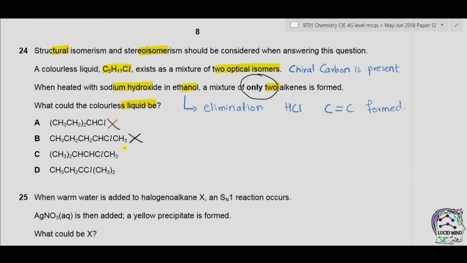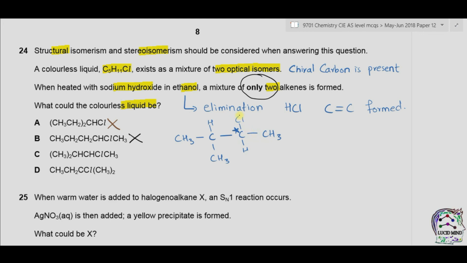Now looking at part C, we have this structure. CH3 is attached with a carbon having a hydrogen atom. Then CHCl and CH3. Now we can see that this carbon is not chiral as it has two similar CH3 groups. This carbon is chiral as it has 4 different groups. So the first condition is correct.